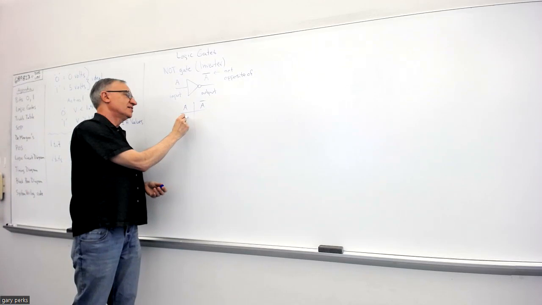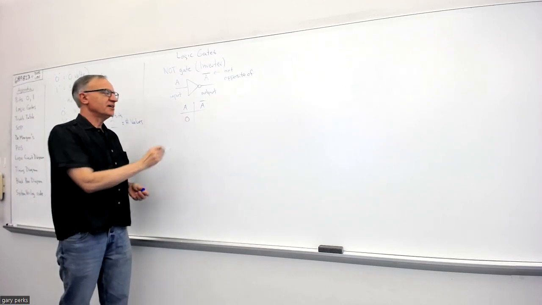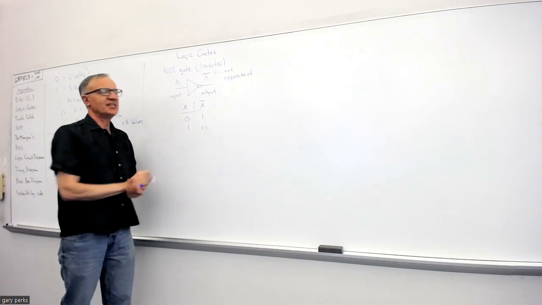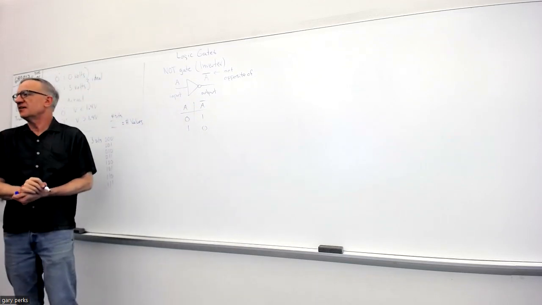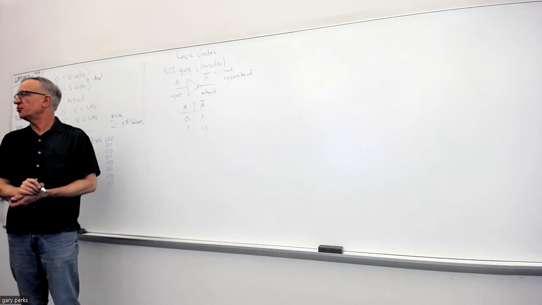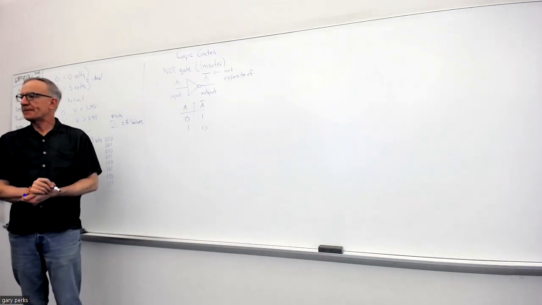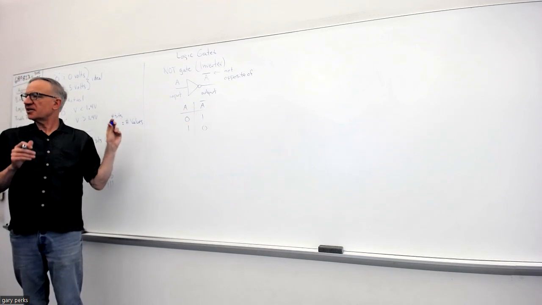So if I make my input 0 to the NOT gate, I'm going to get a 1 out. And if the input to the NOT gate is 1, I'm going to get a 0 out. And you always get the opposite of what you put into a NOT gate. Okay? So any questions about the NOT gate?